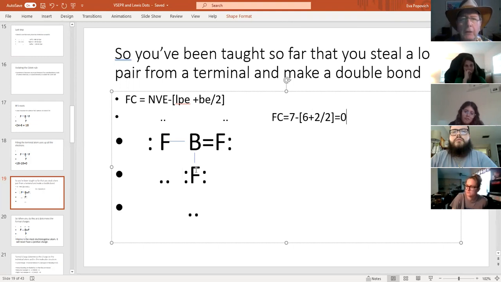All right. Can everybody see that the electrons around this fluorine are the same as this one? This one has 1 bond and 3 lone pairs, so its charge is also going to be 0. So I have 0 for this one, 0 for this one. Let's look at the boron.